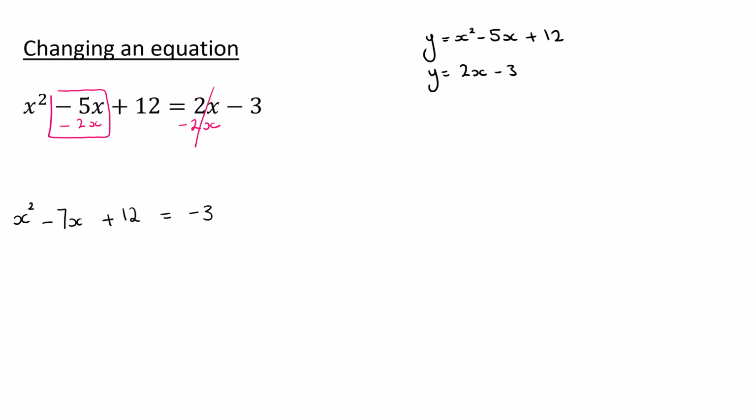I might decide that I don't want it to equal -3, I want it to equal 0. So I could add 3 to this side, that will make this side 0, but because it's an equation I have to do it on the other side.